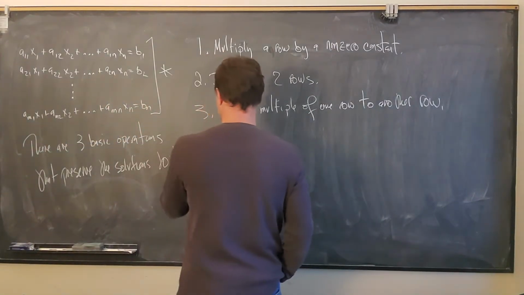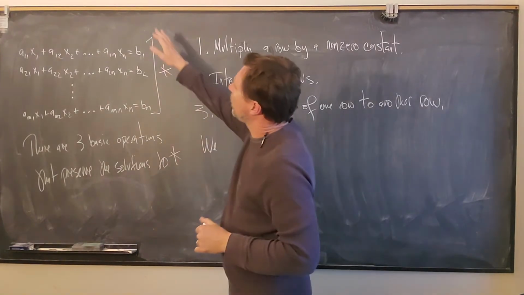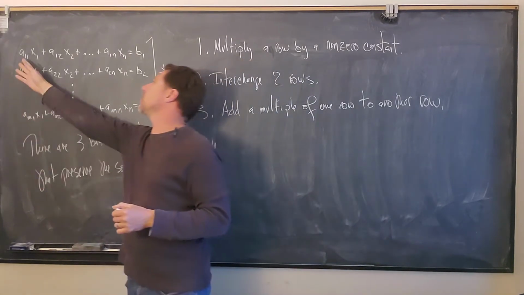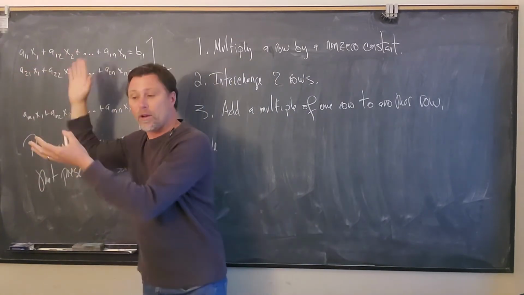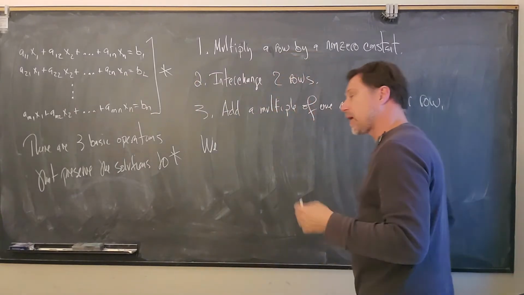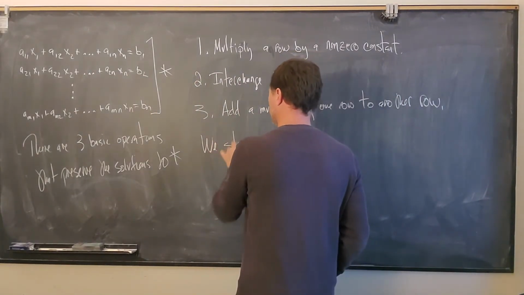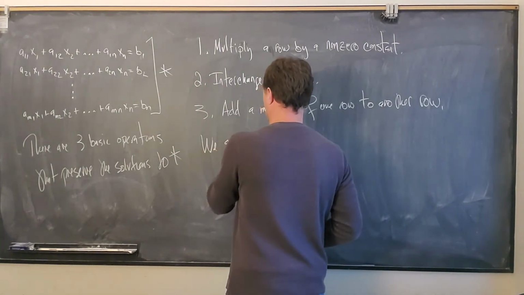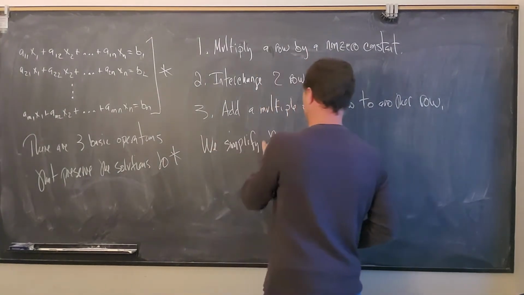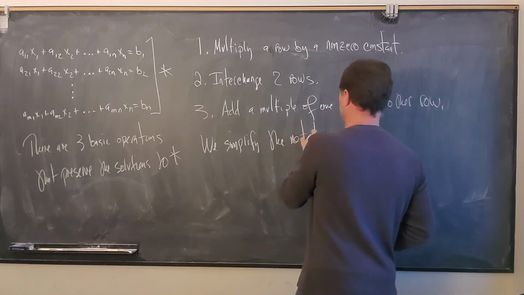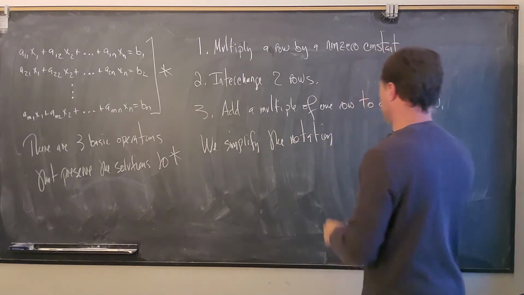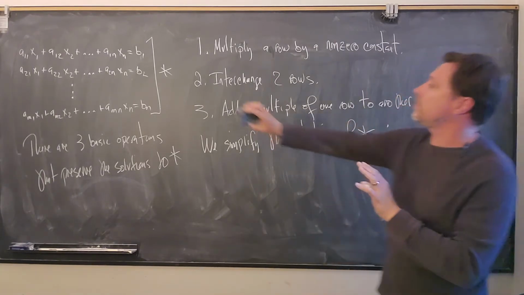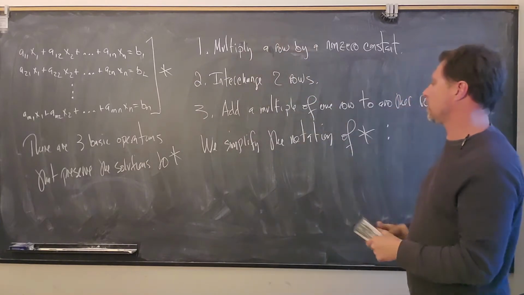Now, writing down a linear system is kind of a cumbersome process, because you have all these coefficients multiplied by variables, added together. What we want to do is simplify the notation of star. I'm sorry, I want to leave this up, so I'm going to have to erase this stuff right here, but here's the idea.